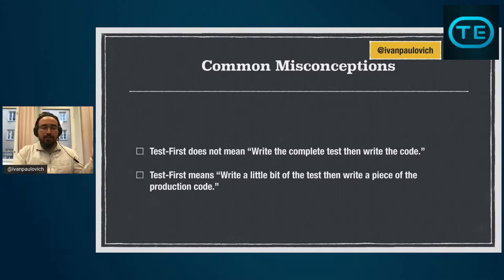Just to emphasize something that I mentioned before, test-driven development is not about writing the whole test first and then the production code. It is to write a little bit of the test, then write a piece of the production code, and then go back and keep iterating.